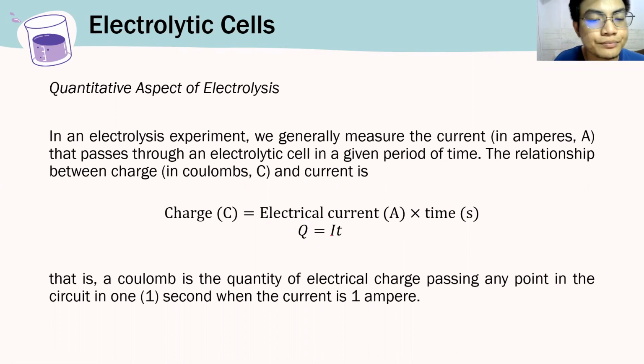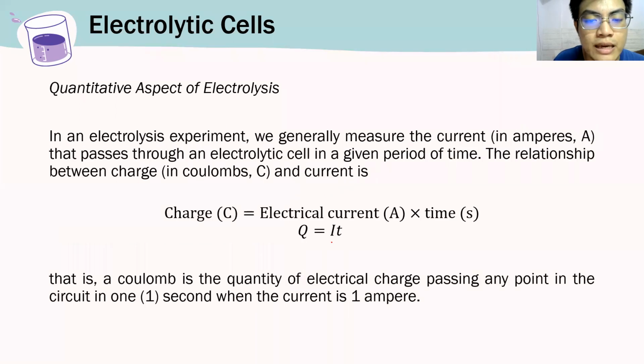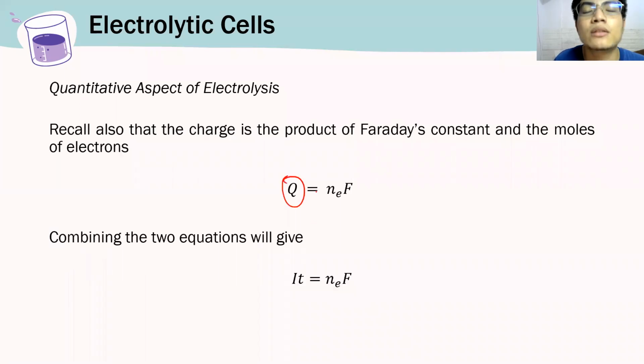On the other hand, we can express the total charge as the moles of electrons times the Faraday's constant. This is another equation known in physics, and since they are both equal to the charge, the IT and the nF are both equal to the charge, meaning we can combine them to form this entire equation: IT equals nF. And this is the equation we are going to use in order to determine the Faraday's constant experimentally.